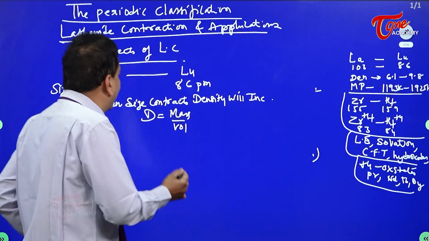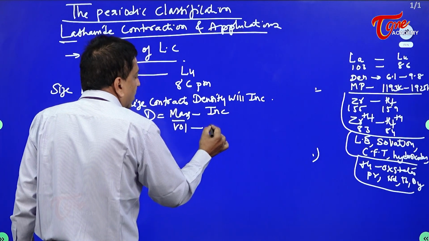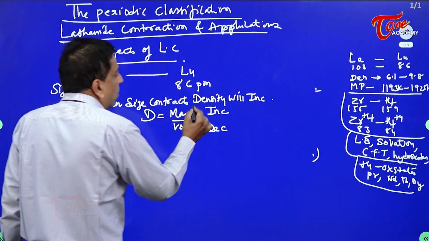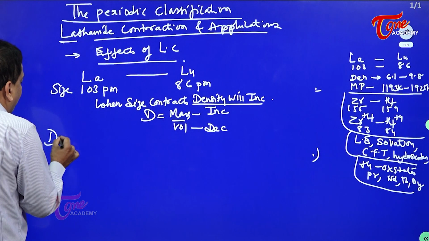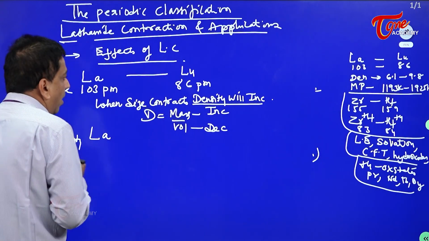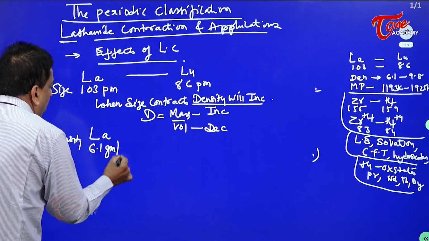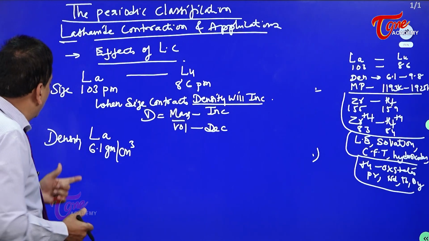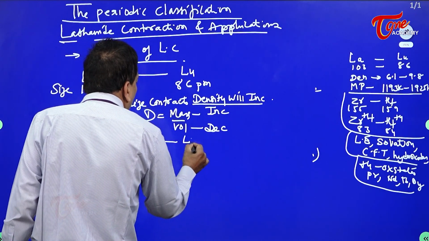So what is happening? The mass is increasing and the size is decreasing. So you expect density will also increase. If I write the density trend for you, the lanthanum density in grams per centimeter cube is 6.1, and it significantly increases and goes on till lutetium.